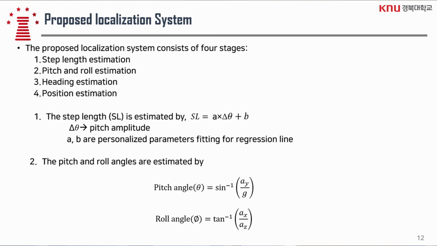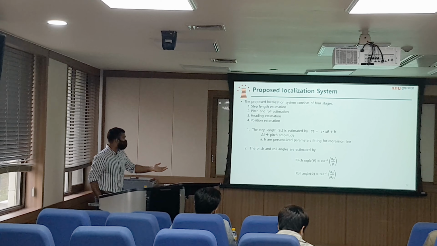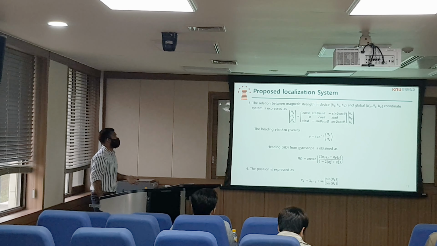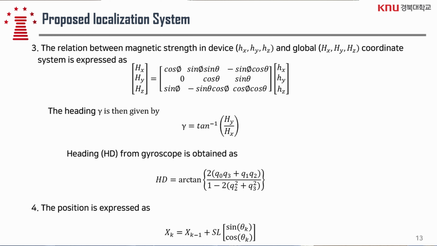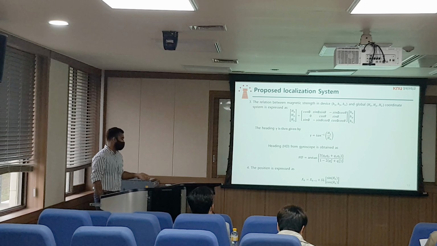To get the step length, we use the following equation, and we use the pitch amplitude. The conventional systems use the accelerometer data for step length estimation or step detection. But in our proposed approach, we use the pitch amplitude instead of accelerometer data, and the pitch and roll are estimated using the equation. For heading, we use magnetometer and also gyroscope. Using this equation, we estimated the heading value, and finally the position is estimated using the step length and heading information together.